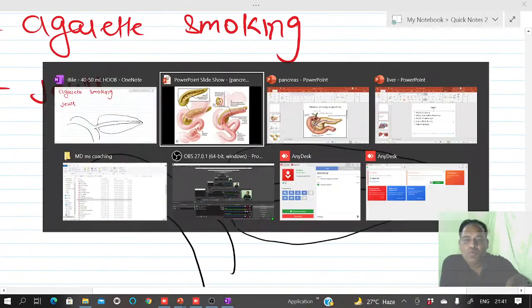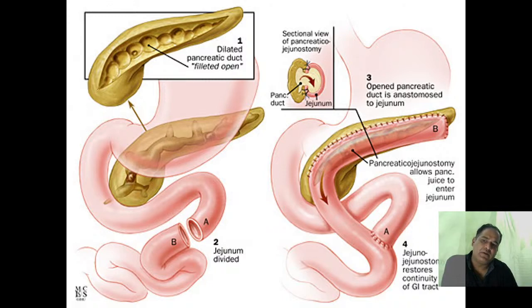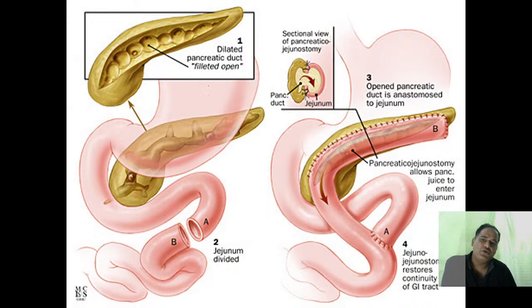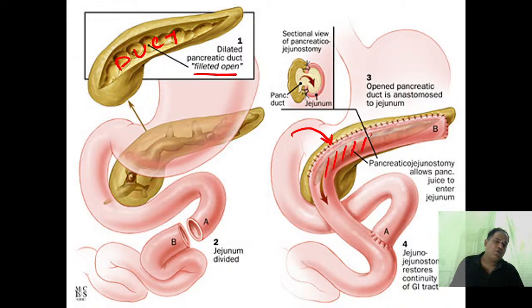Fine. So what we do here is that we open the pancreas like this. See, this red line is the incision which we give. After we give the incision, it opens up like this. Now, you can see the entire duct. It is like when we open the fish, you must have seen the cookery videos on YouTube, they open the fish like this. That is called filleting of the fish. So we open the pancreas like this, and the entire duct is exposed. Then we suture it to the jejunum like this. So the bile will now flow from all points into the jejunum.